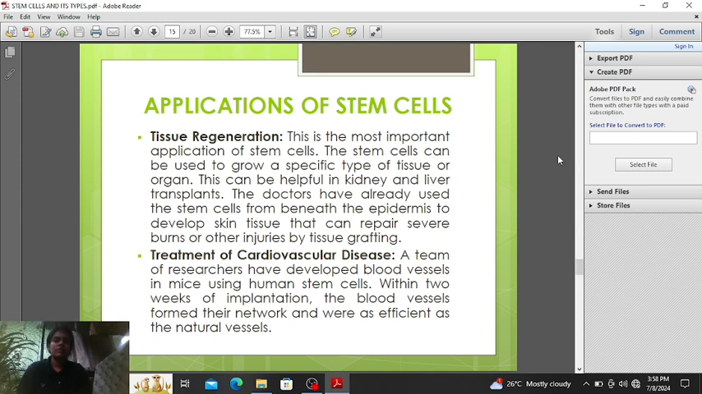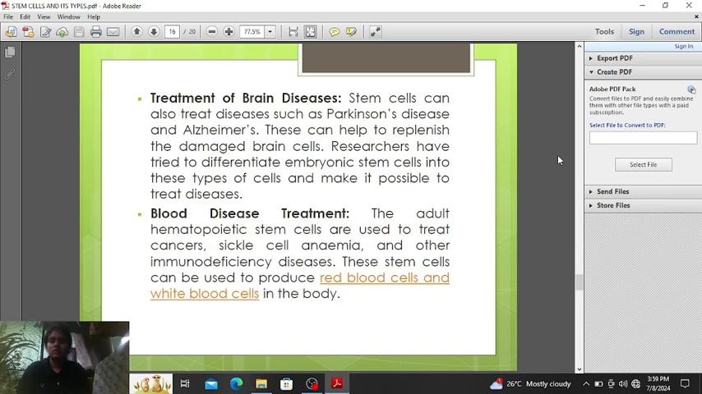A team of researchers developed blood vessels in mice by using human stem cells. Within 2 weeks of implantation of these cells, they formed a network that was as efficient as the natural vessels. So the stem cells can be used in both tissue regeneration and treatment of cardiovascular diseases.